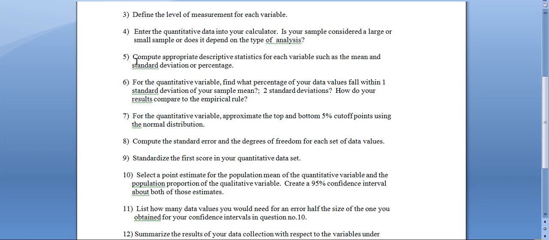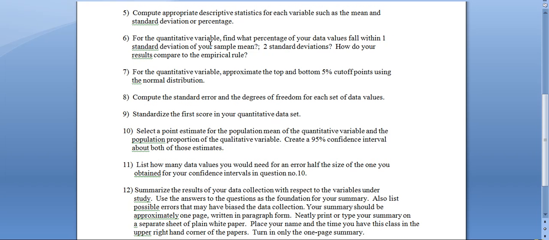For number 5, the quantitative variable, your descriptive statistics would be things like the mean and the median, the sample size, and so on. You get those from the 1-var stats on your calculator. For the qualitative question, you would simply have the number, or your sample size, and then how many responses were in favor of your question.